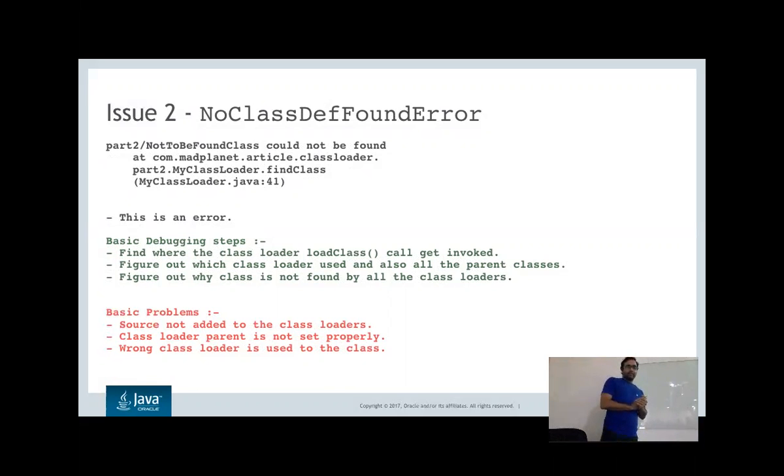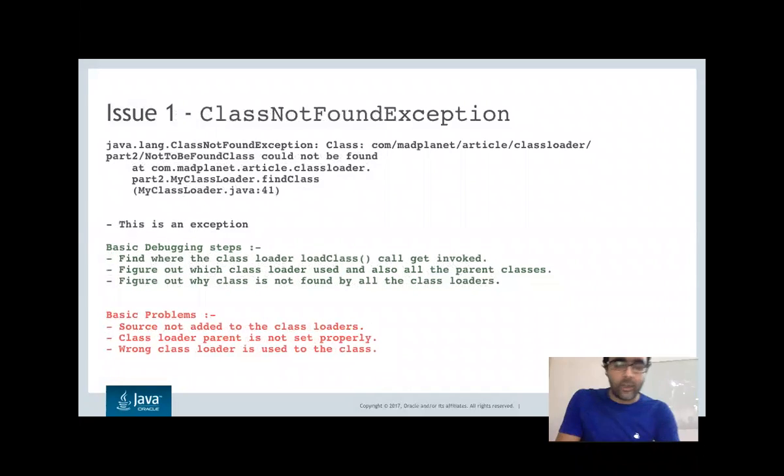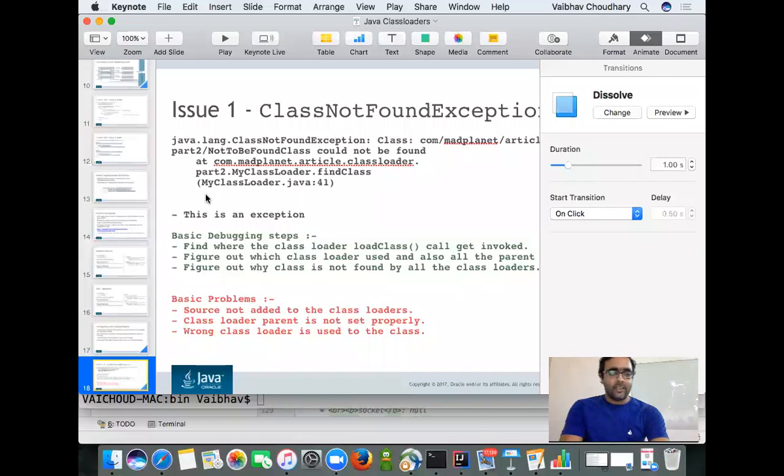So no class definition found is actually an error, and it happens for the same reason with a little bit of trickiness. The JVM always wants a difference between exception and error. They want to be very clear that this is an error, because an error is a panic condition. You should do something proper. It's because of your mistake that some error happened. Now there are two things: we can throw no class definition found error, or we can throw class not found error.